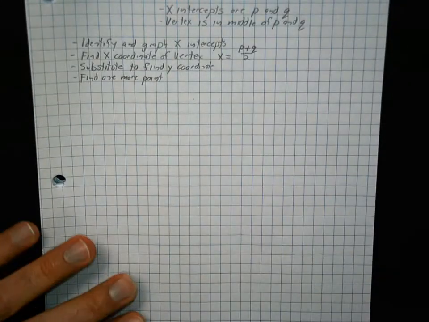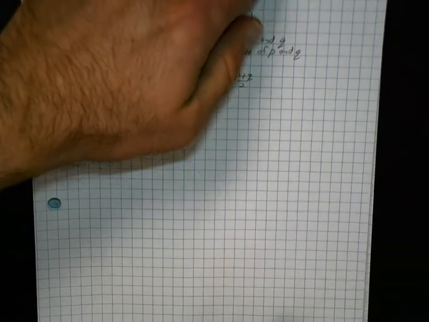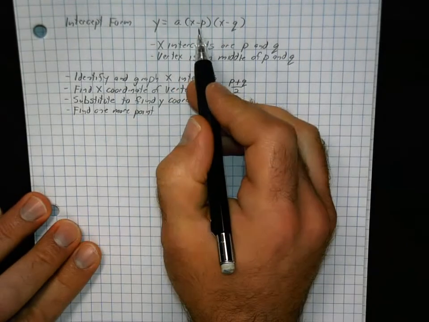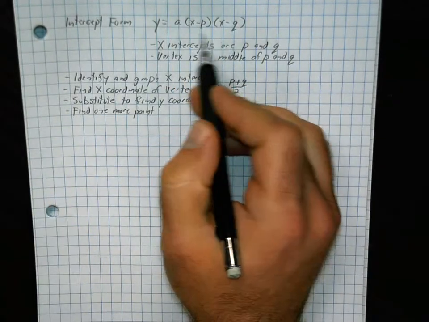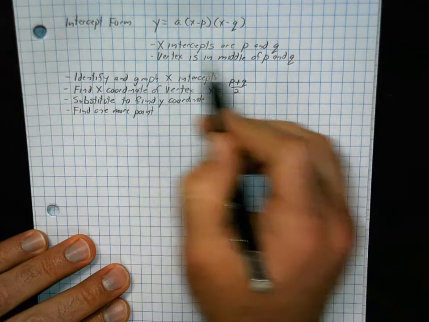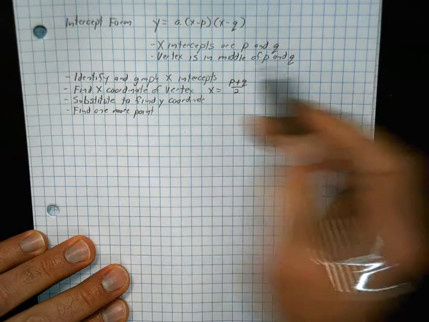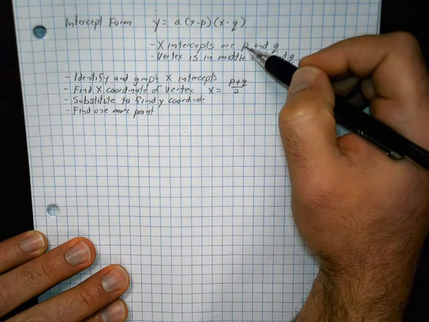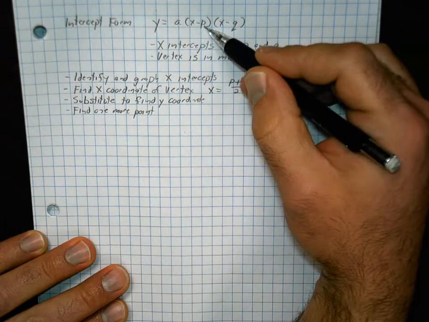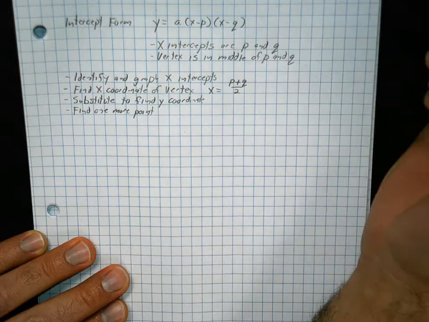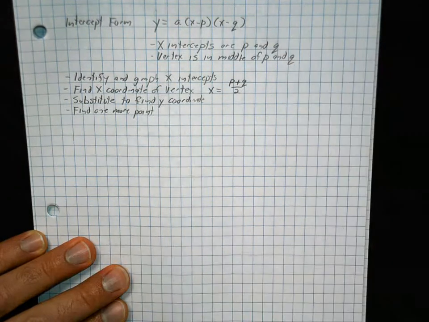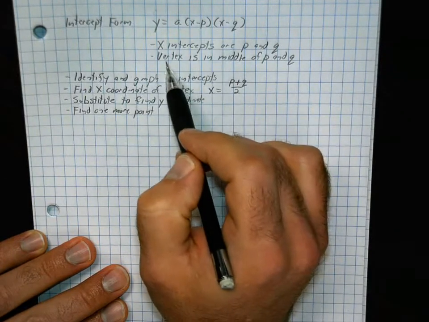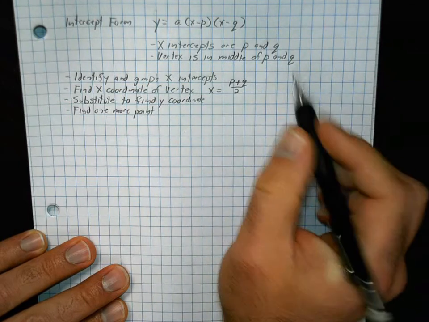Now let's look at the next, which is intercept form. Okay, intercept form looks like this. You've got your a value on the outside. You've got (x minus p) times (x minus q). The x-intercepts are at p and q. And that makes sense because the x-intercept is when y is 0, right? So if I plug in p into here, p minus p is 0, and 0 times anything is 0. Same thing if I plug in q, I get 0. Okay, so those are my x-intercepts. And because a parabola is symmetric, the vertex has to be somewhere in the middle of p and q.